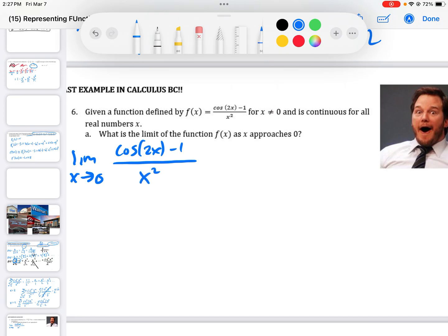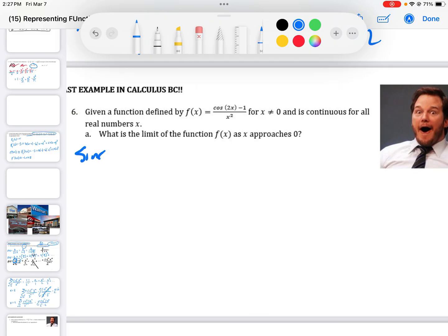I don't know why I wrote this all out, because if I plug in 0, cosine of 0 is 1, 1 minus 1 is 0, and then x squared is 0. So I need to go ahead and write separately. Here's what you don't do: do not write "this equals 0 over 0." It just doesn't give you the full credit on the AP exam.